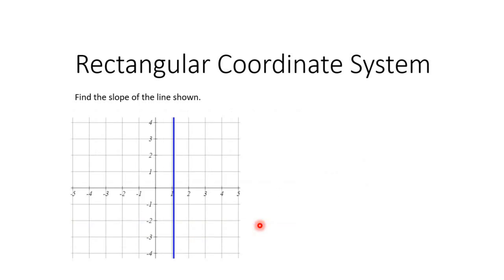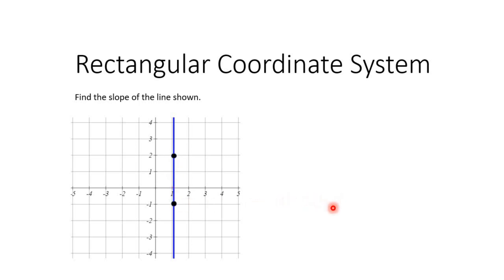This is a vertical line. So a vertical line. All right, let's find the slope of this vertical line. So we need 2 points on the line. So let me see, we got (1, -1) as one point and (1, 2) as another point.